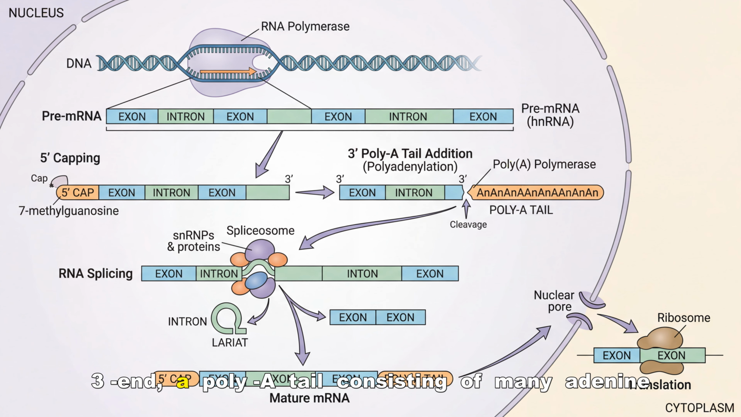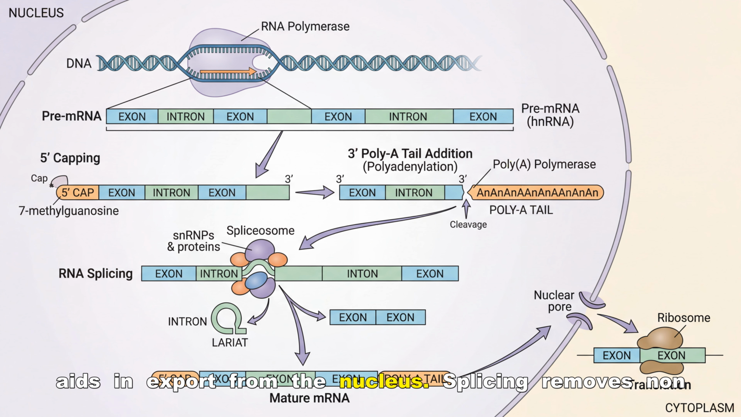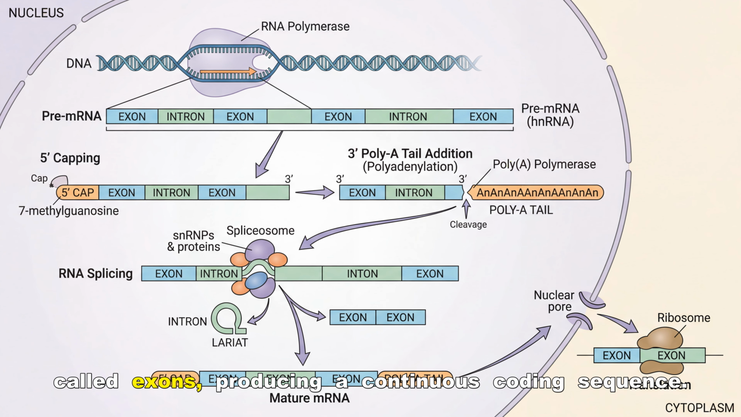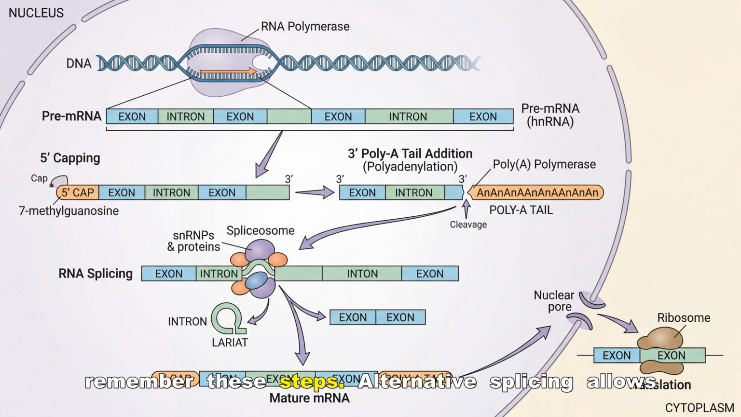At the 3 end, a poly-A tail consisting of many adenine nucleotides is added, which also increases stability and aids in export from the nucleus. Splicing removes non-coding regions called introns and joins coding regions called exons, producing a continuous coding sequence. A useful mnemonic is cap, tail, and cut to remember these steps.